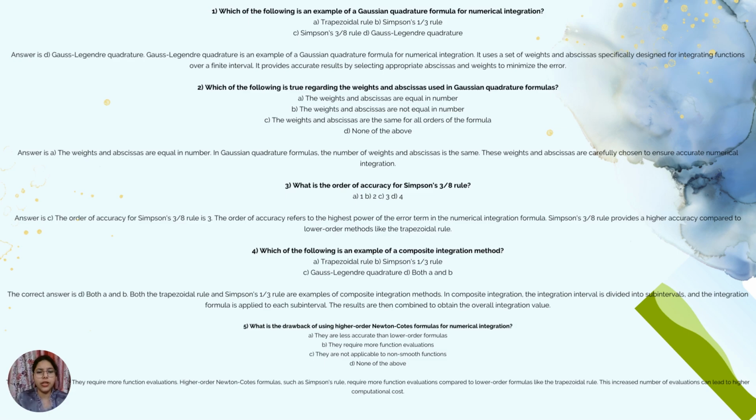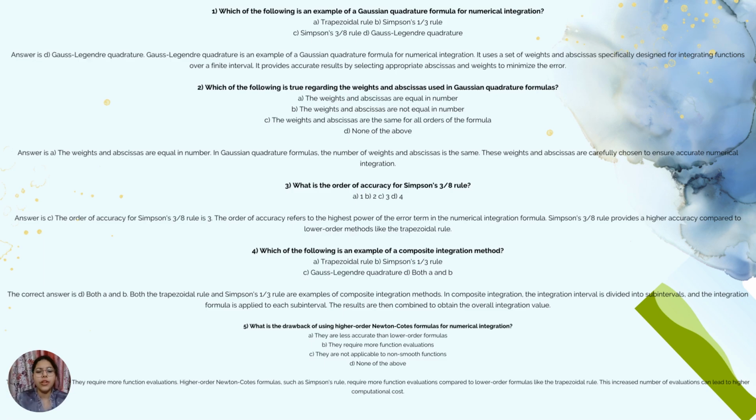Question number 3. What is the order of accuracy for Simpson's 3/8th rule? Option A 1, option B 2, option C 3, and option D 4. Answer is C. The order of accuracy for Simpson's 3/8th rule is 3. The order of accuracy refers to the highest power of the error term in the numerical integration formula. Simpson's 3/8th rule provides a higher accuracy compared to lower order methods like the trapezoidal rule.